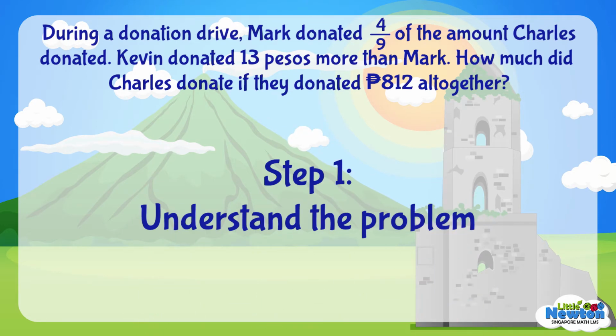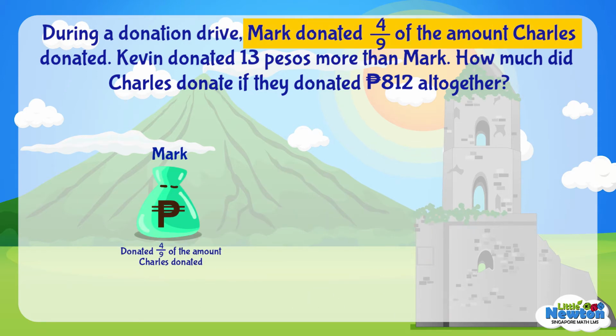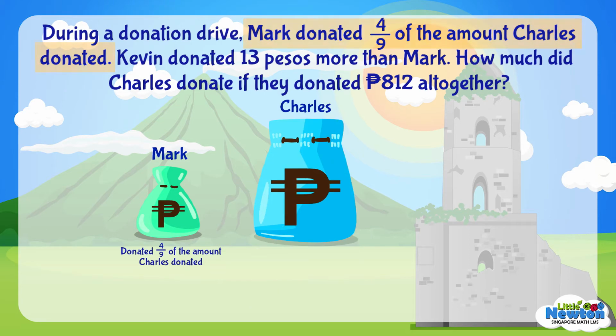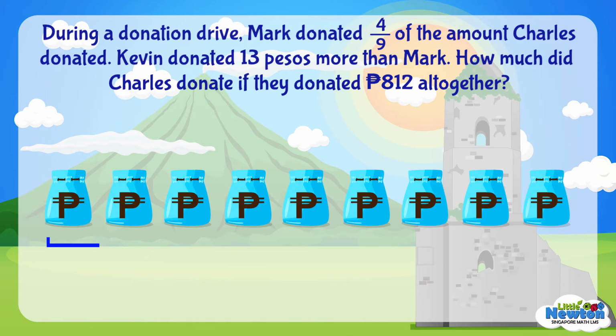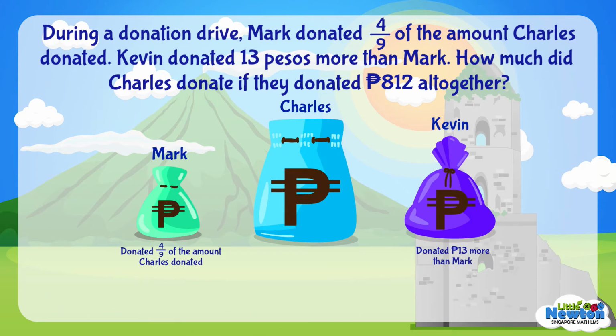Let's break down the question and understand it, shall we? Mark donated 4/9 of the amount that Charles donated. Do we know the amount Mark or Charles donated? No, we do not. However, we do know that Mark donated 4/9 of the amount Charles donated. This means if we were to divide the amount Charles donated into 9 equal parts, Mark's donation is equal to 4 parts.